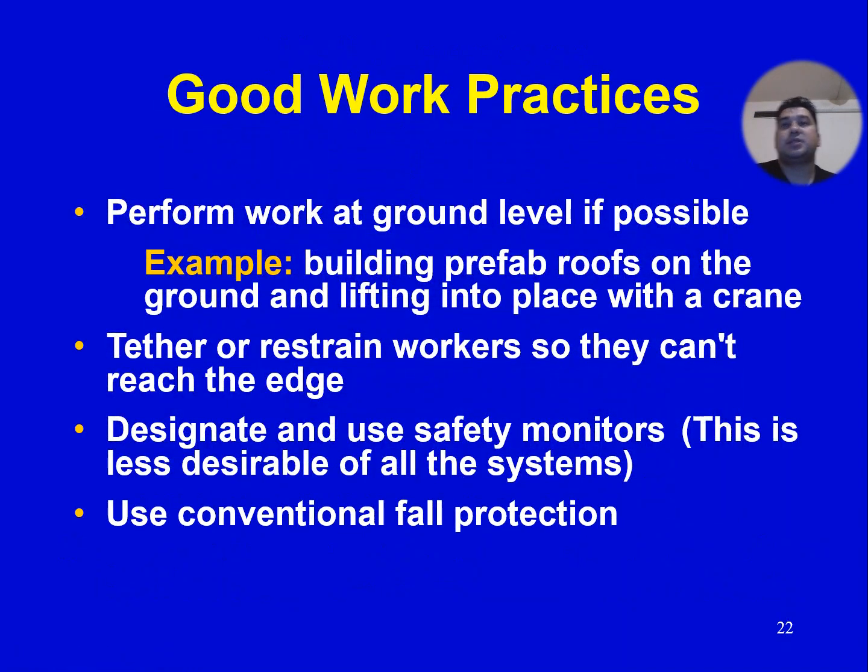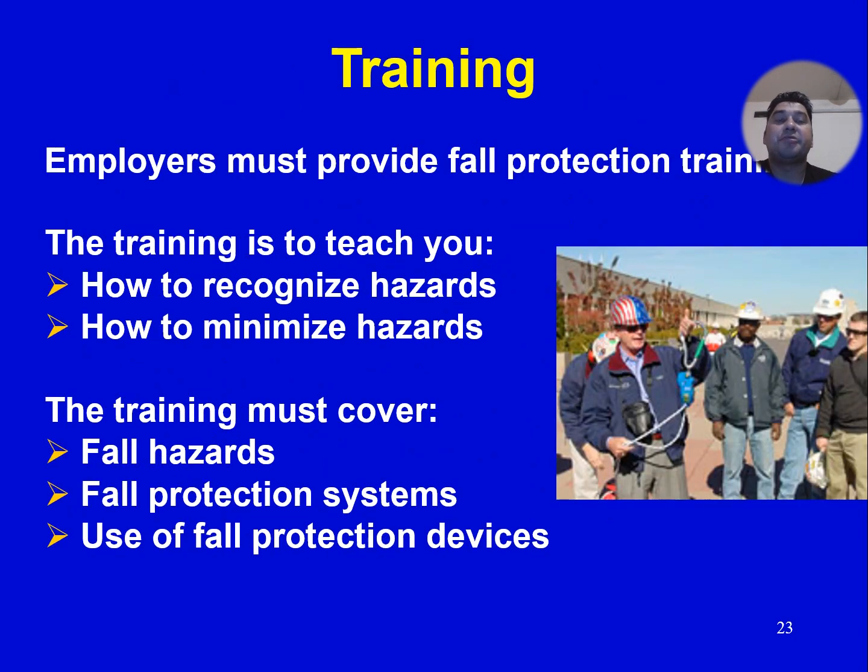Now, good work practices. Perform work at ground level if possible. As much as possible, perform the work at ground level. For example, building prefab roofs on the ground and lifting them into place with a crane later. Or restrain workers so they can't reach the edges. Designate and use safety monitors. This is the least desirable of all the systems. Use conventional fall protection.